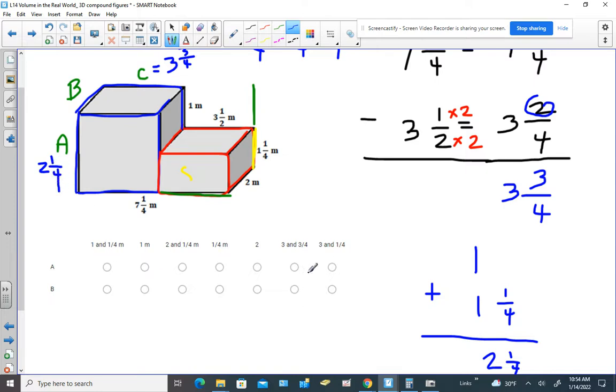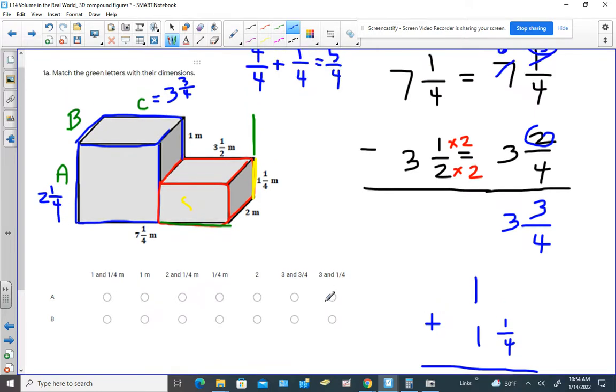All right, so carefully bubble in your answer choices. And you will need these dimensions, by the way, so keep them handy. You will need them to figure out the volume of the blue rectangular prism.